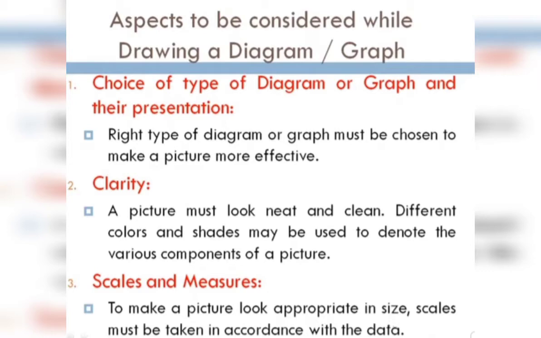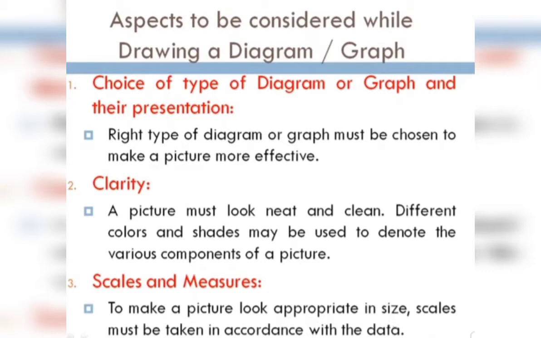Then you can see the second point, that is clarity. A picture must look neat and clean. Different colors and shades may be used to denote the various components of a picture. So clarity is a must, then only it attracts the mind of the readers. It should be drawn very neatly whenever we are drawing. Wherever there are divided variables, they should be shaded in different colors. One must be lined or one must be shaded. So it makes a clear picture. So this is your second point.